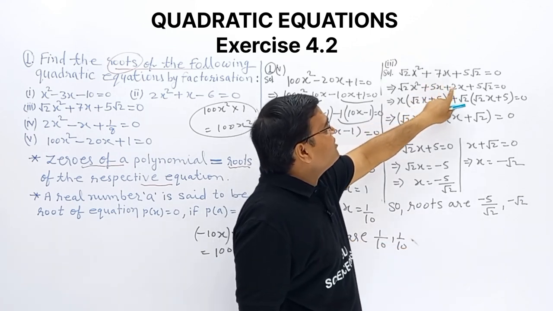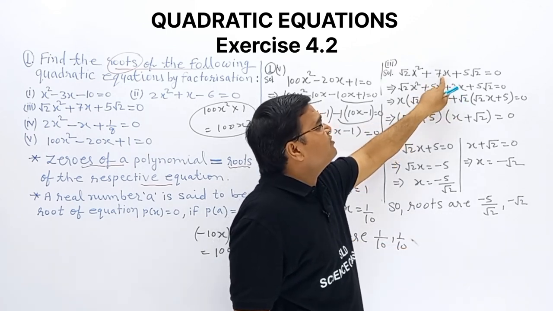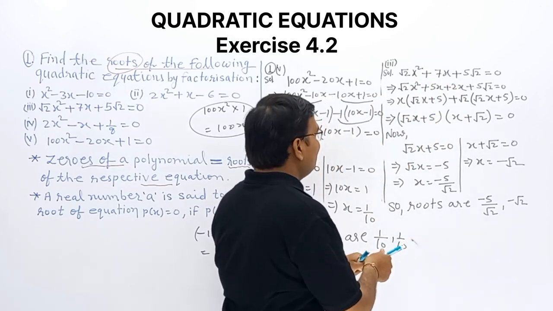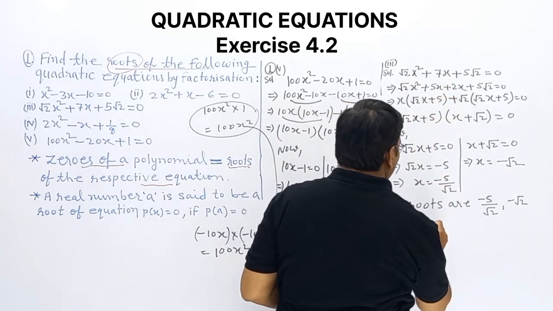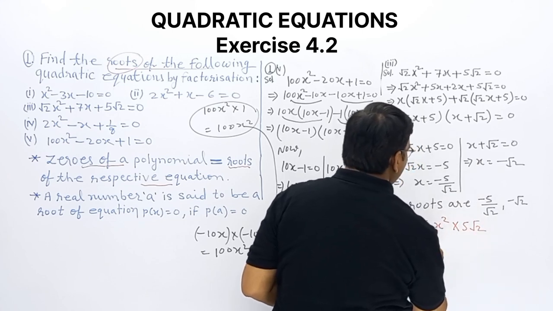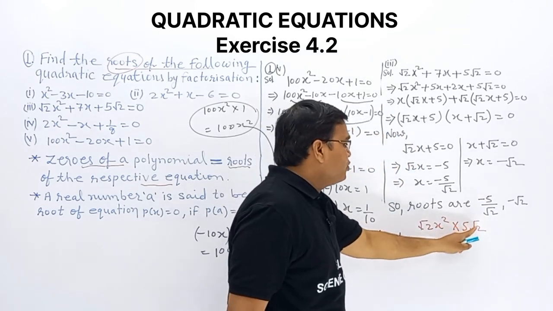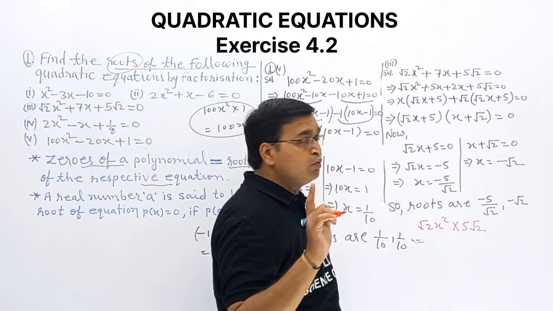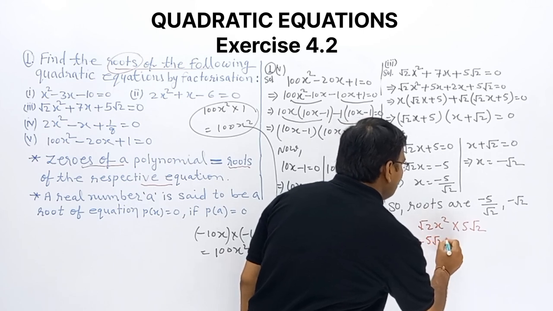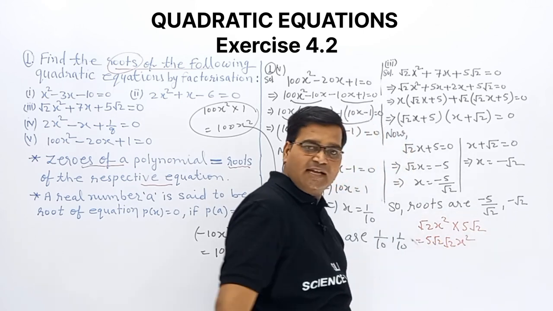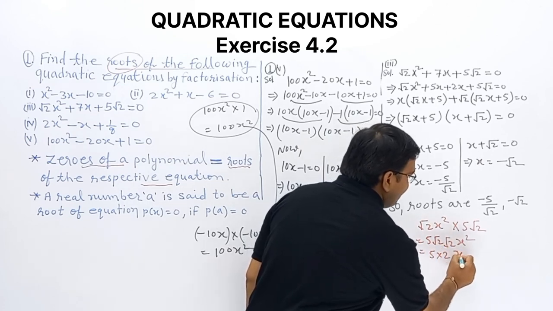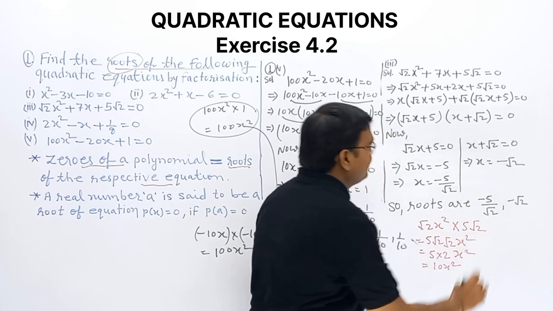Its parts are 5x plus 2x. 5x plus 2x is 7x. But the product should be equal to the first and last product. Root 2x square into 5 root 2. What will be the product? Root 2 into root 2 is 2. So this will be 5 into root 2 into root 2 into x square, and this will be 5 into 2 into x square, 10x square.